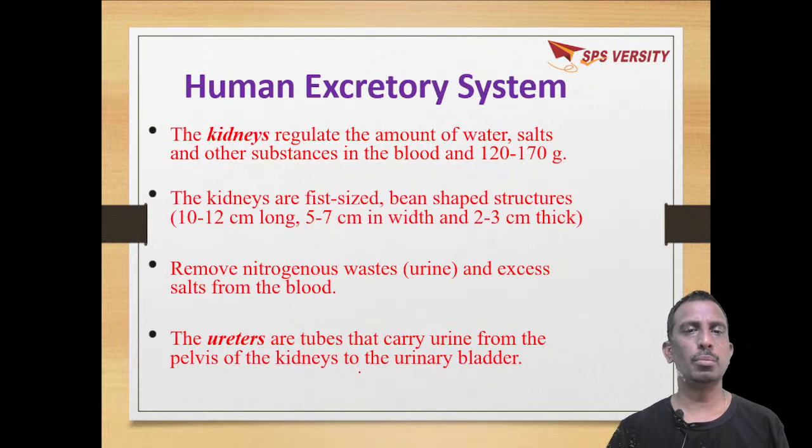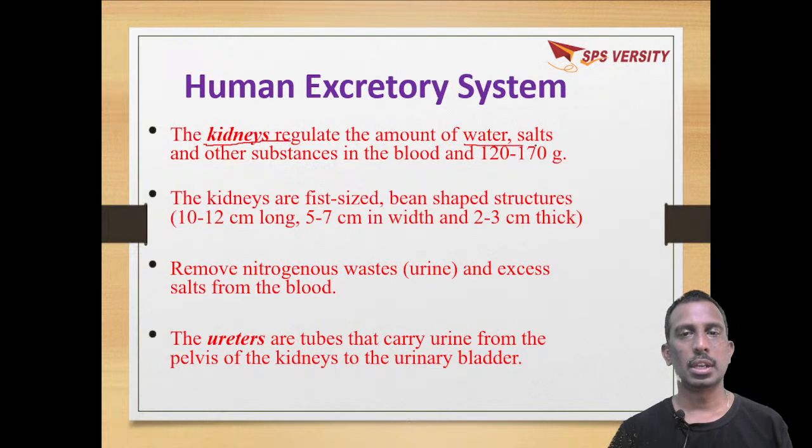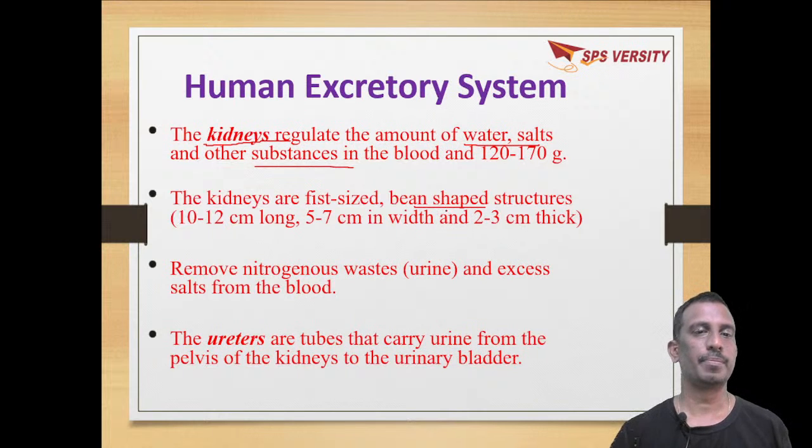Now we will discuss the human excretory system. In the human excretory system, kidneys are the excretory organs which regulate the amount of water, salts and other substances in the blood, which is osmoregulation. The kidneys are bean-shaped structures, 10 to 12 centimeters long, 5 to 7 centimeters in width and 2 to 3 centimeters in thickness. These kidneys remove nitrogenous waste, urine and excess salts from the body.